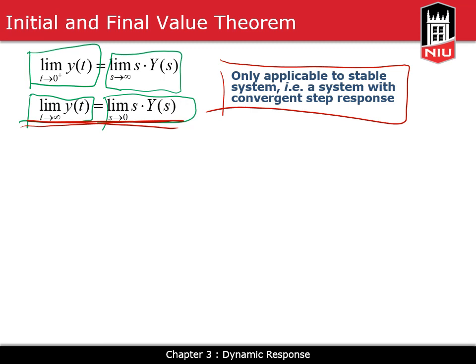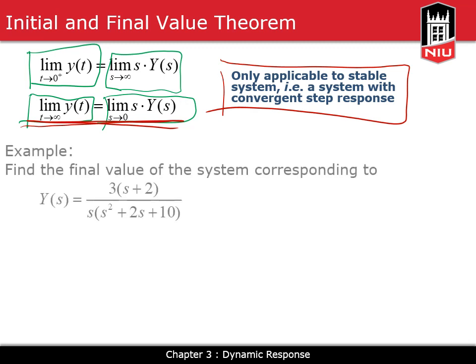Whenever you want to find the final value, first find out if your signal is stable or not. If not, then you cannot really use this. You just say the signal is unstable or does not converge to a constant value.